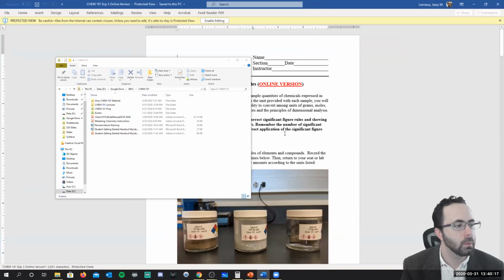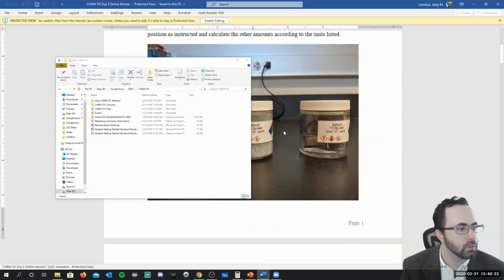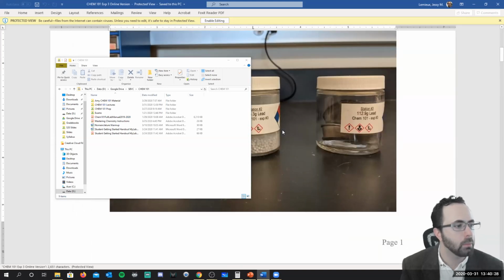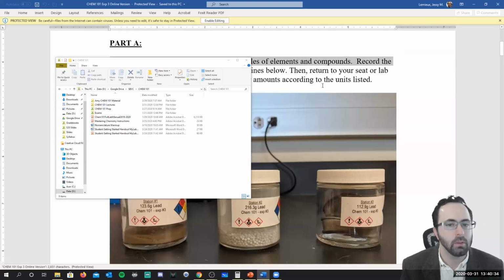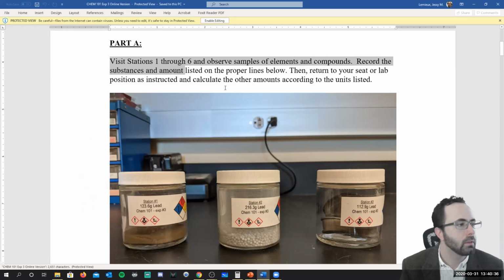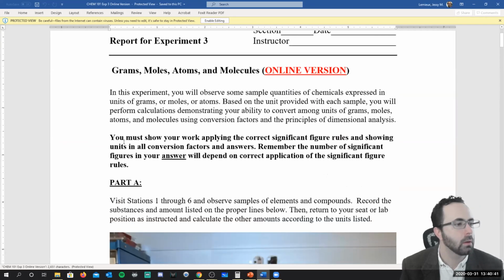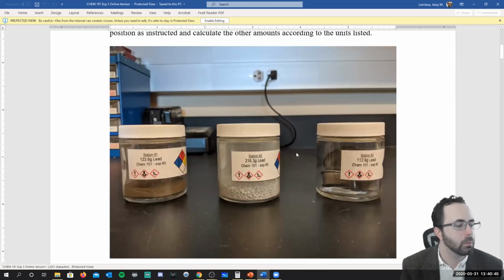So there's our experiment 3. And what you're going to see on experiment 3, this is the online version, but I took pictures. I had already had pictures of experiment 3 because I was kind of planning to put them in there anyway. We have various stations. Part A says visit stations 1 through 6 here, and observe samples of elements and compounds. So these are the pictures of those samples of elements or compounds.